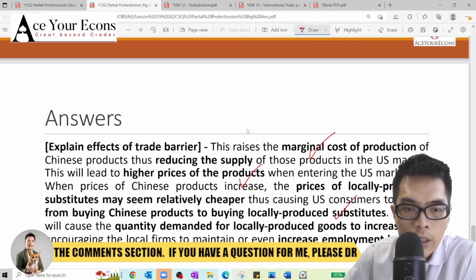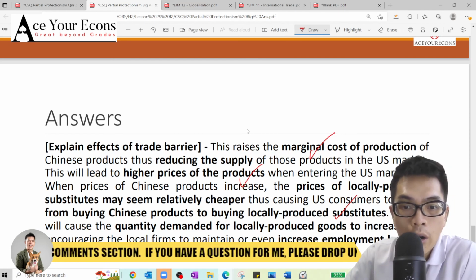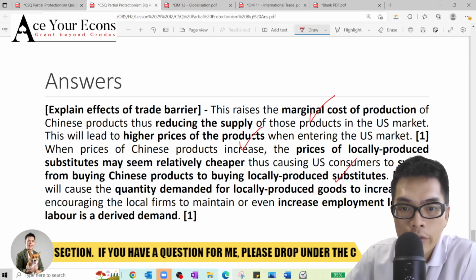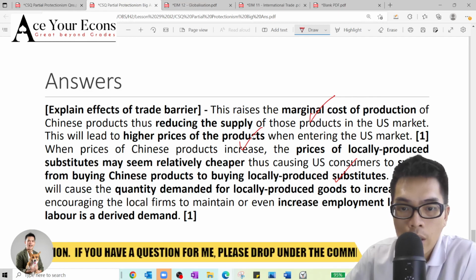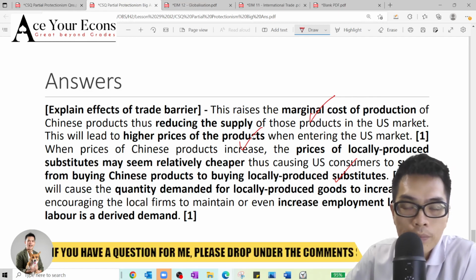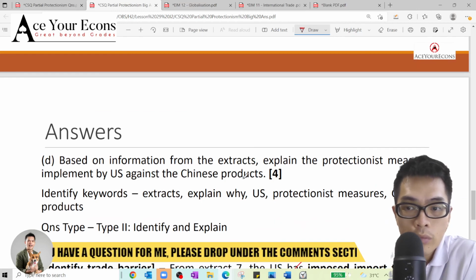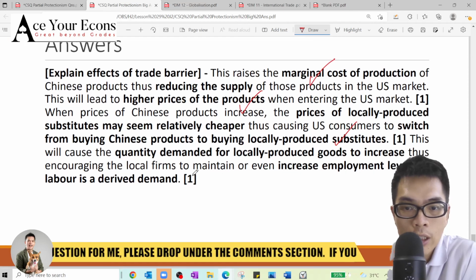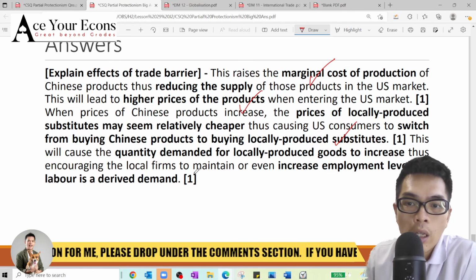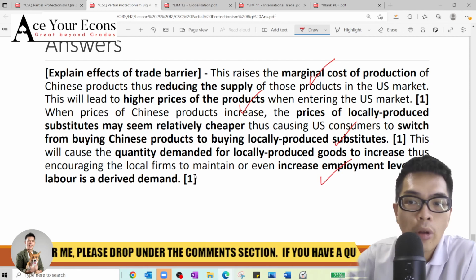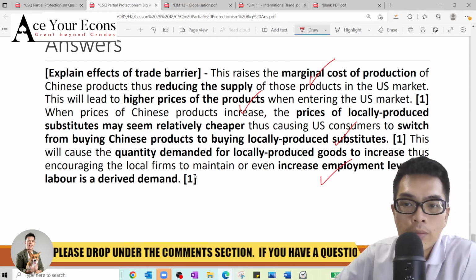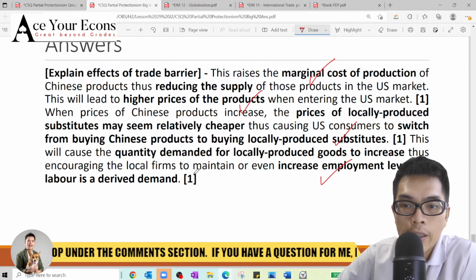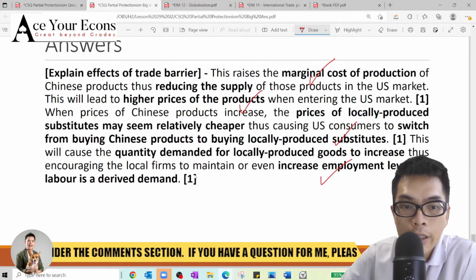And this will lead to a form of benefit, or a macro objective, that the government can extract. So what can you talk about? If the US is concerned about protecting domestic firms, then they are concerned about employment rates, because firms will employ more workers when there is a higher derived demand for labor.